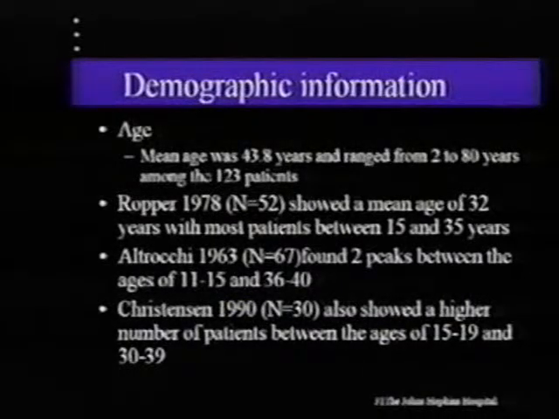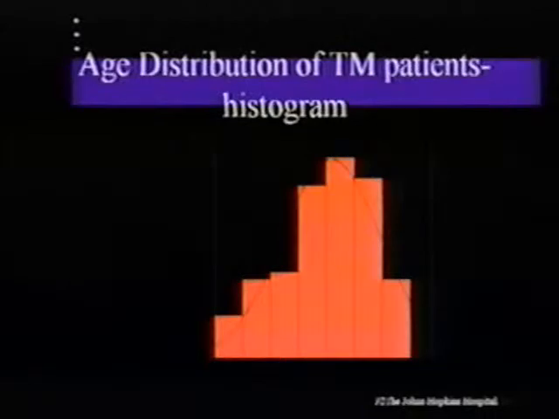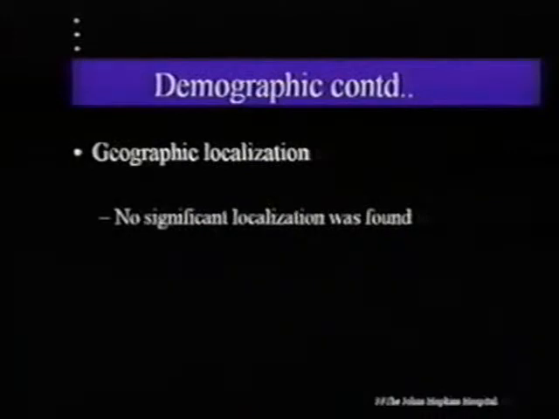This differs a little bit. We have an older population than that which has been reported. The Roper study was 32 years. Other studies have actually shown 2 peaks. Basically, in the teenage years, there's a peak. There's a sensitivity to transverse myelitis in the teenage years, and then a second peak in the 30s. And we actually didn't see that. This is our histogram describing the age of our patients, and it looks fairly standard bell curve. We didn't see the 2 peaks.